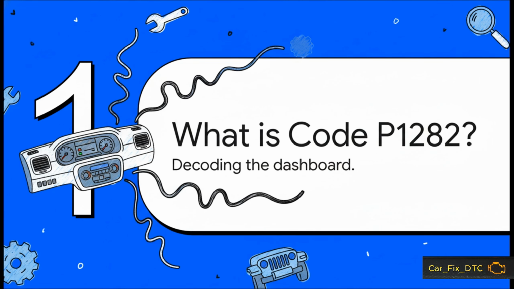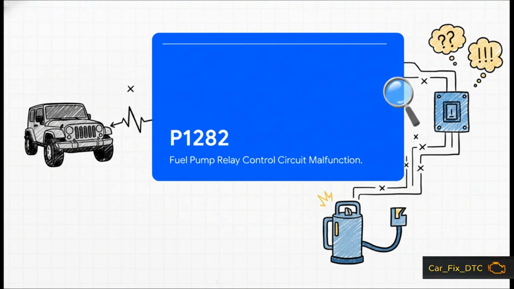Okay, first things first. What is your Jeep trying to tell you with this code? Let's decode that blinking light on your dashboard. So, the fancy official name is Fuel Pump Relay Control Circuit Malfunction. What does that actually mean in plain English? It just means there's a problem in the electrical path that tells your fuel pump when to turn on and off. Think of it like a communication breakdown between your Jeep's brain and its fuel system.